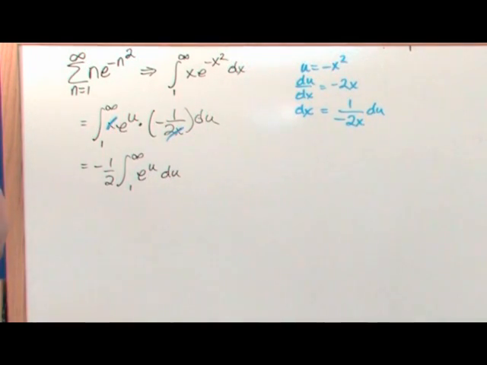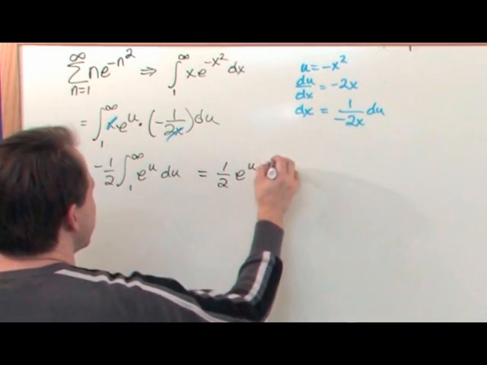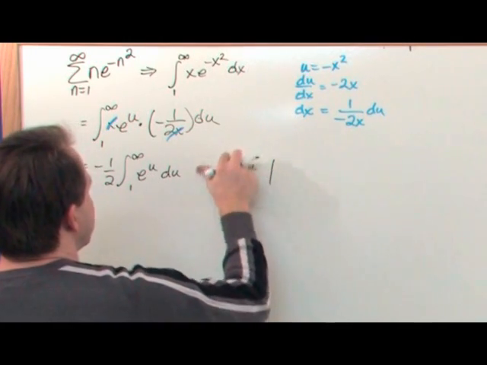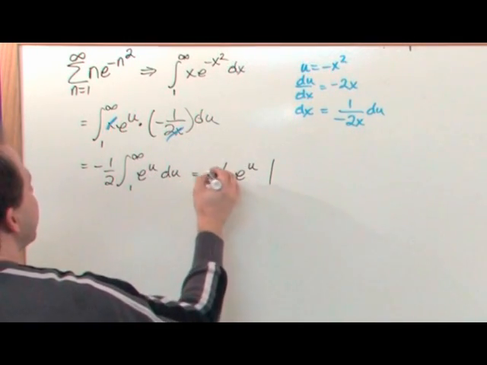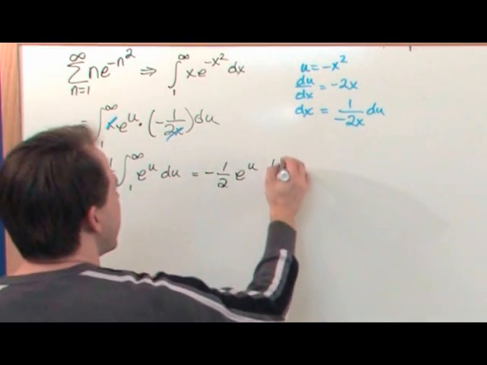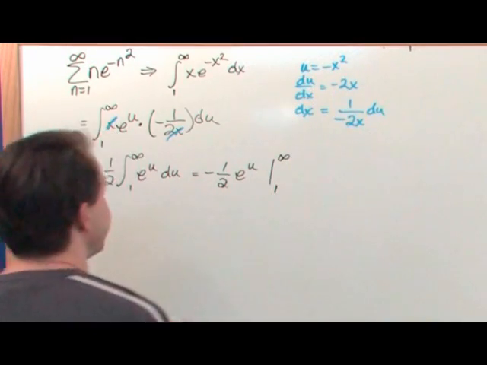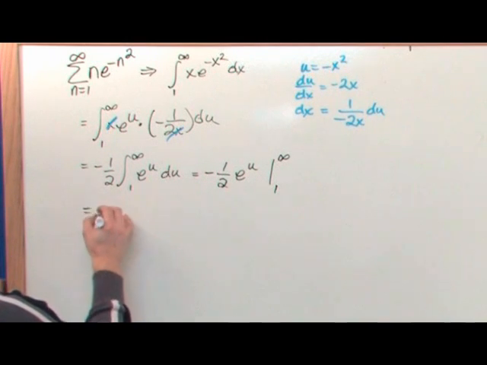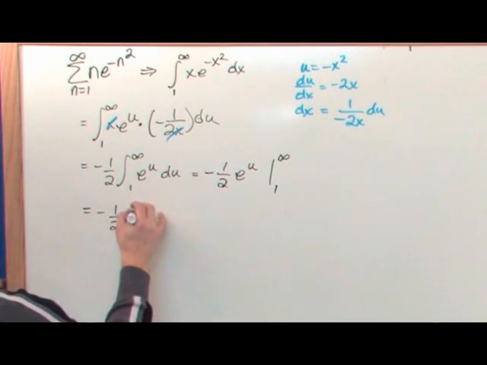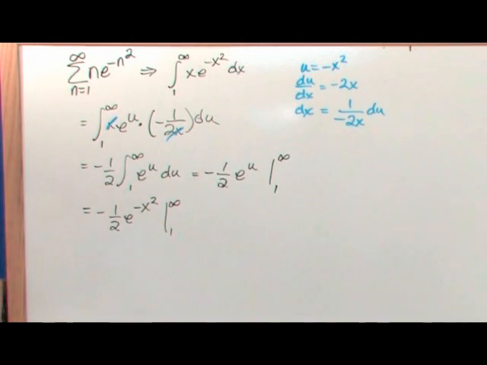and you should know right away that the integral of e to the u, or e to the x, whatever, is equal to e to the u. It's an indestructible function. So it's negative 1/2 times e to the u, which is the integral of this, evaluated from 1 to infinity. And what I'm going to do to go ahead and evaluate the limits is plug in what I know for u, and then evaluate the limits of integration. Negative 1/2 e to the negative x squared evaluated from 1 to infinity.